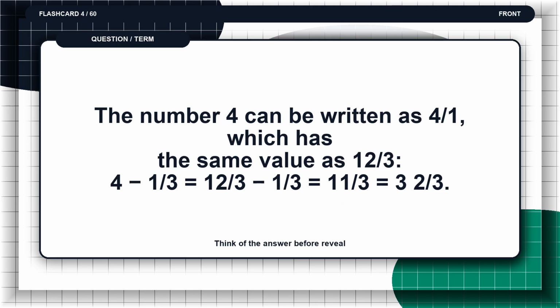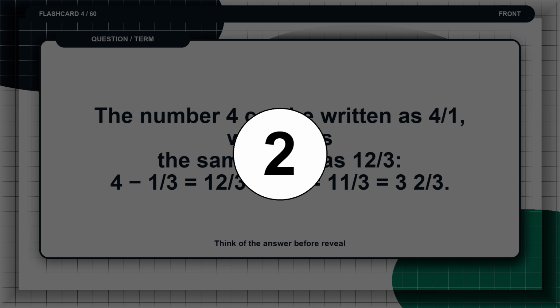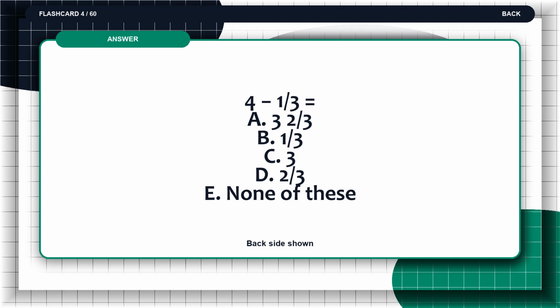Flashcard 4. The number 4 can be written as 4/1, which is the same value as 12 over 3. So 4 minus 1/3 equals 12 over 3 minus 1/3 equals 11 over 3 equals 3 2/3. Think of the answer before the reveal. The answer is: 4 minus 1/3 equals A. 3 2/3, B. 1/3, C. 3, D. 2/3, E. None of these.